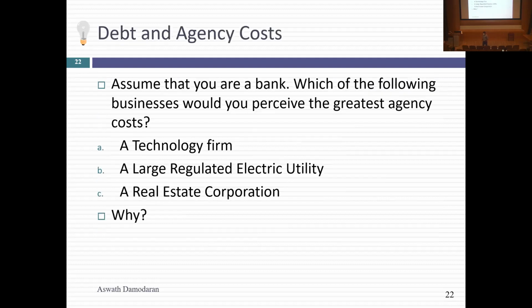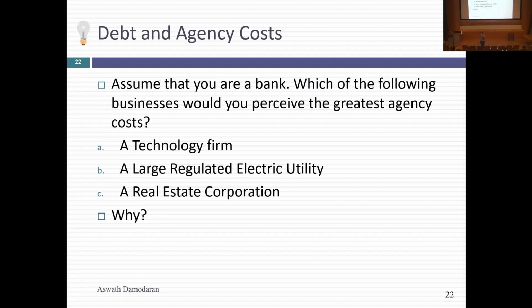Now you might ask, why would agency costs vary across companies? To think about why they would vary, I want you to think like a lender. You're lending money to a company, and I want you to think about which of these companies you're most scared about what people will do with your money, and which of these companies you might feel a little more comfortable with. The first is a tech firm. The second is a large regulated utility. The third is a real estate corporation.